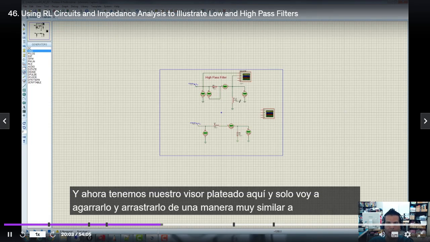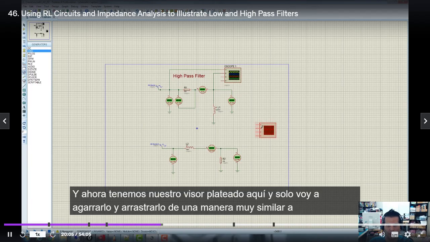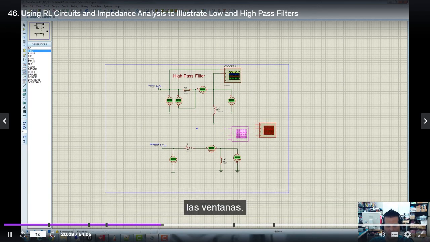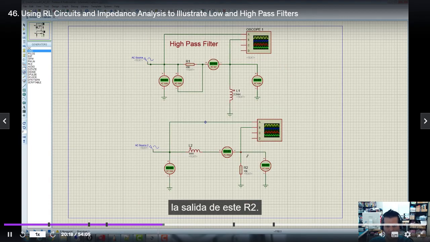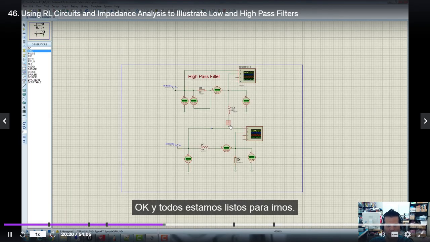Okay, and now we've got our oscilloscope here, and I'm just going to grab it and drag it in a very Windows-like manner, so that worked for me. All right, then I'm going to come back in here, and I'm going to connect A to the input, and I'm going to connect B to the output, this R2. Okay, and we're all good to go.